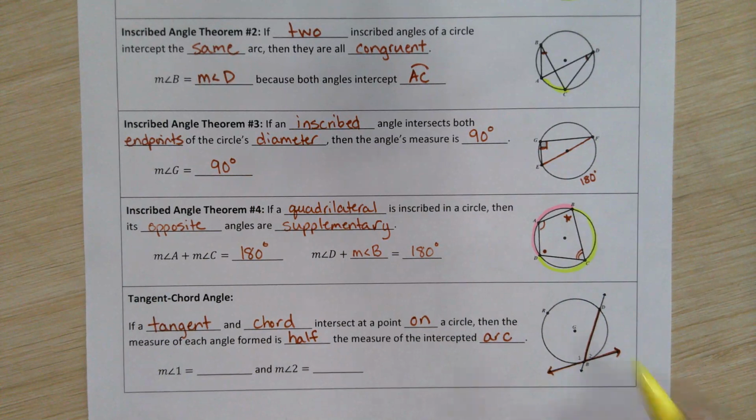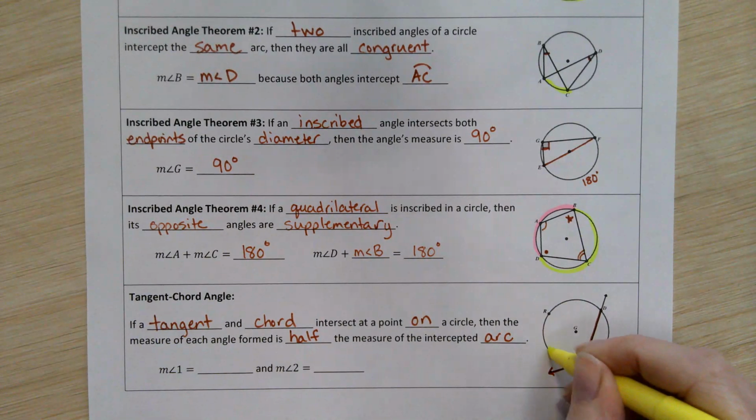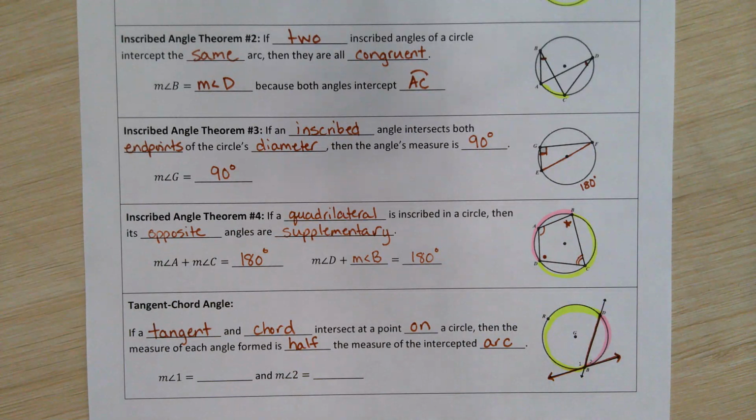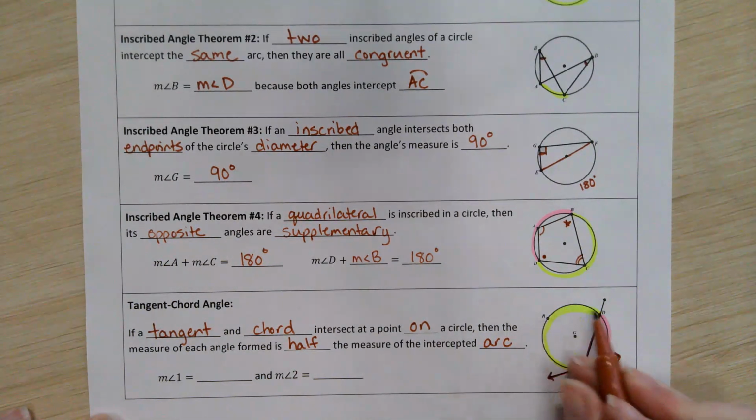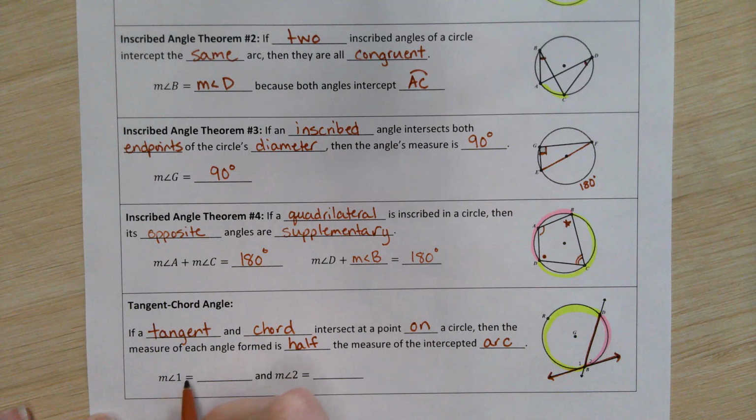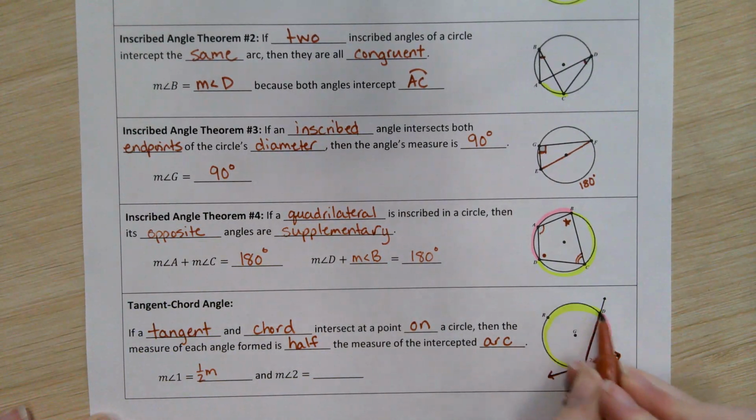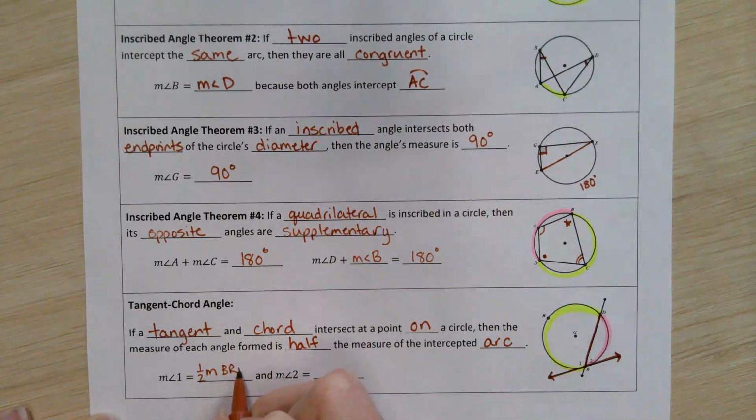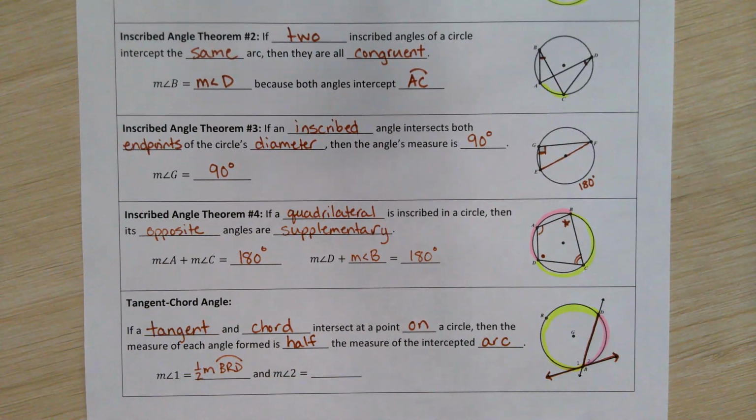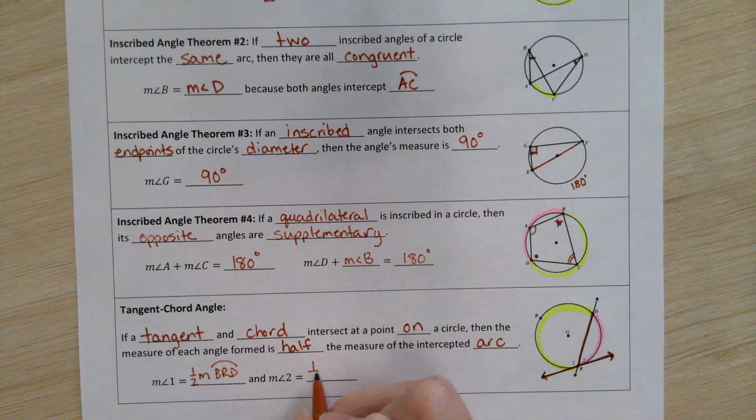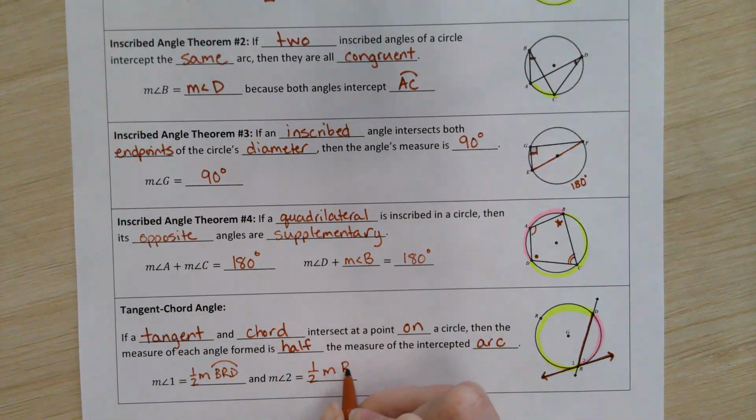So that means that angle 1 is going to be half of this arc, and angle 2 will be half of this arc. So for angle 1, that's a major arc. So the measure of angle 1 will be half the measure of arc BRD, 3 letters because it's a major arc, whereas angle 2 is intercepting a minor arc, so it will be half the measure of arc BD.